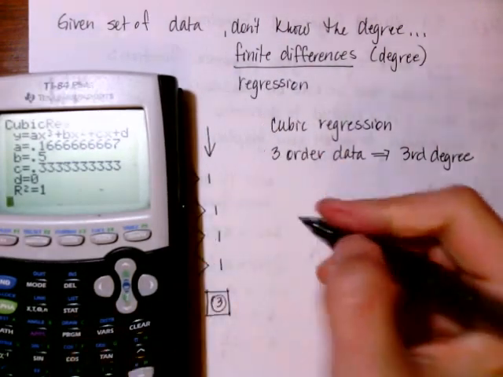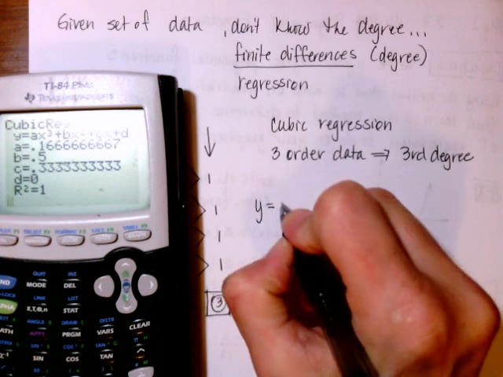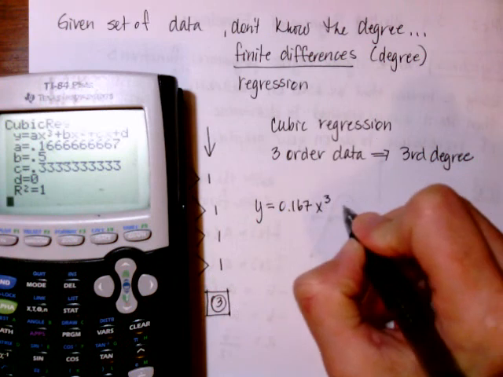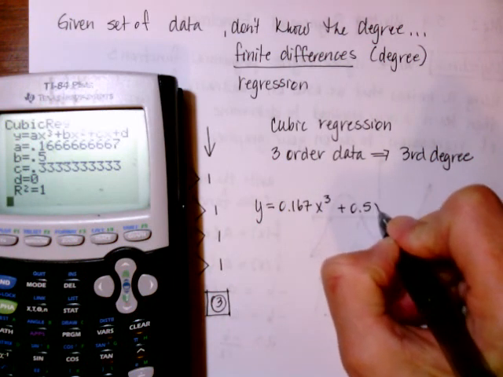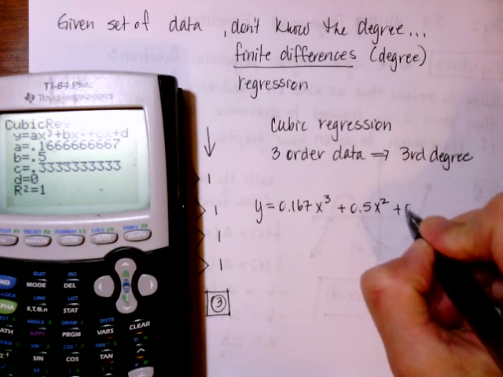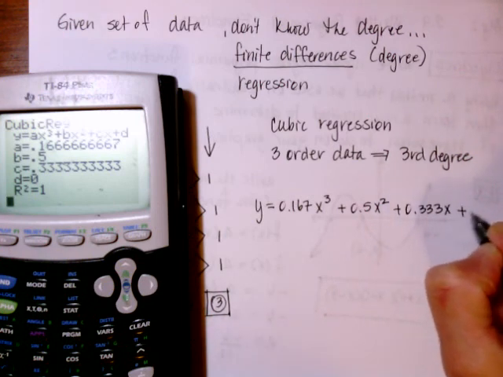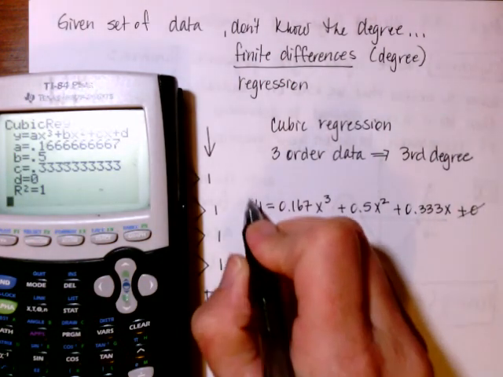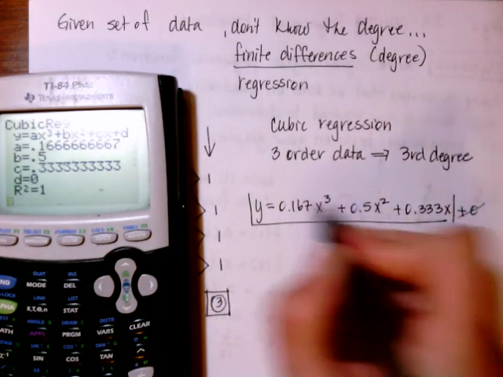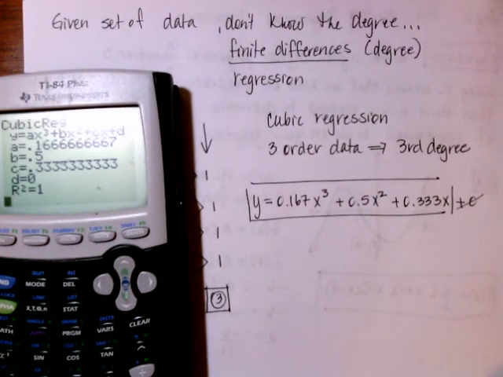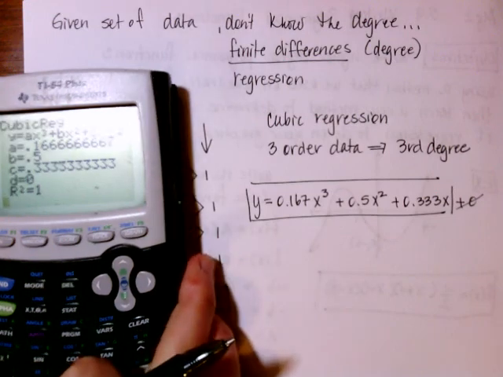So I'm going to cover up my data. So my model is y is equal to 0.167x cubed plus 0.5x squared plus 0.333x plus, and then I have a 0 for the d, so I really don't have to write that. And so now I have a cubic model for my data. And even though I didn't know what type of model to use, by using finite differences, that told me which model to use. So that's a pretty cool process.